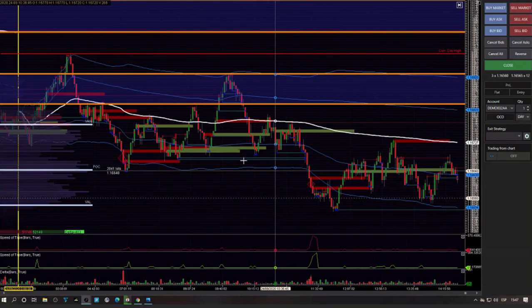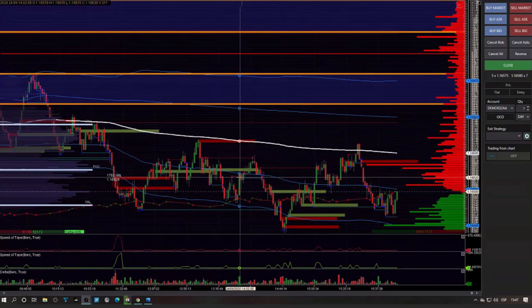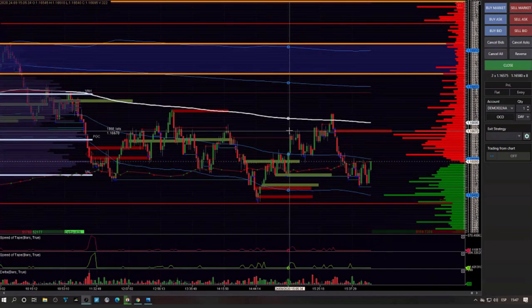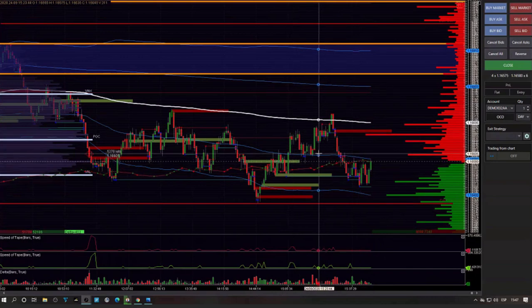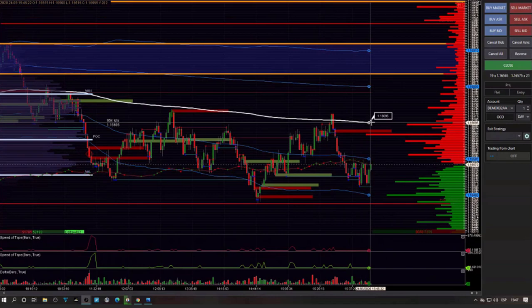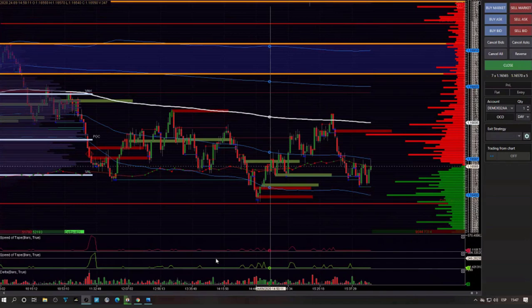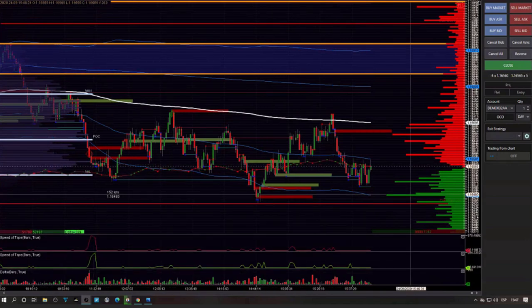Another thing we can see here: I don't use many indicators. Maybe you see the chart like it has a lot of stuff, but it actually has almost nothing on it. This is just a VWAP, okay? And this is the liquidity of the market on the right side. And below is the speed of the tape.